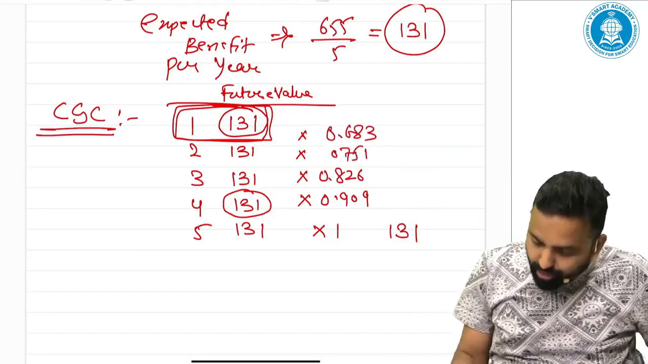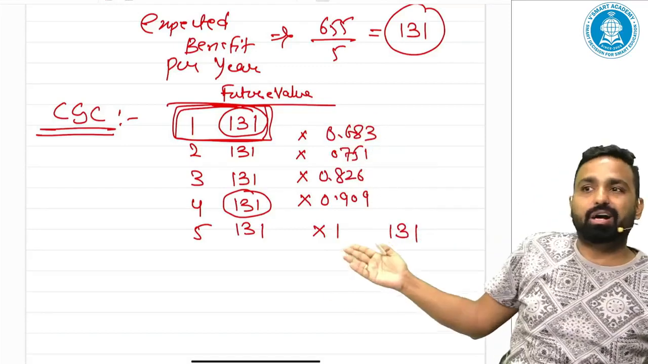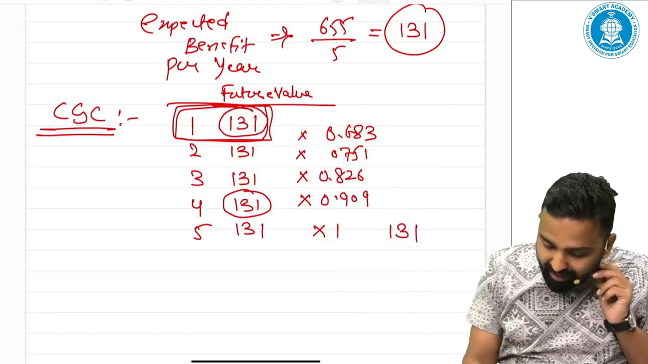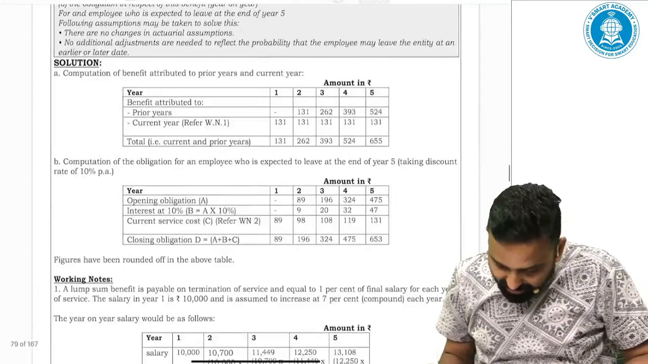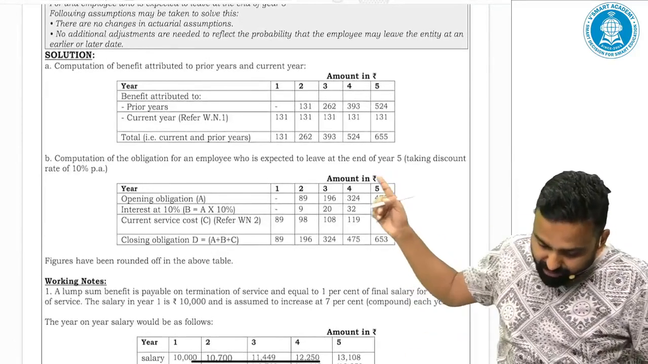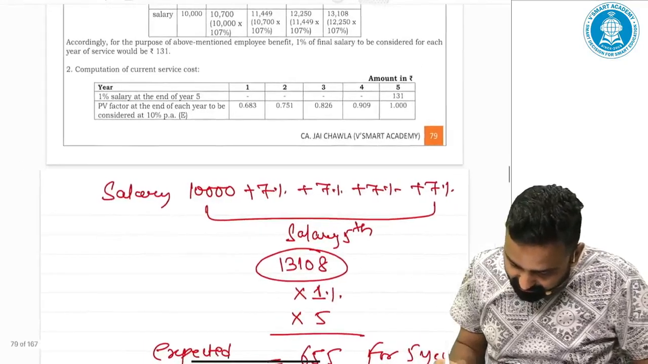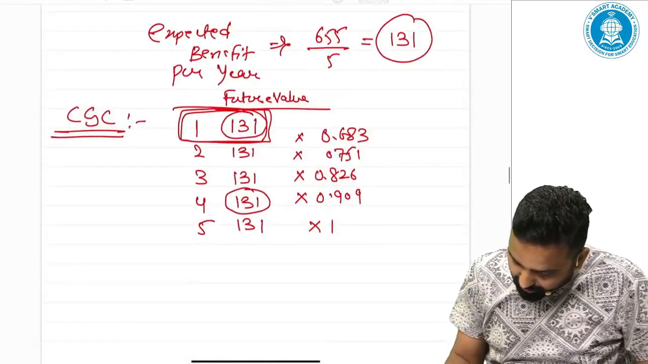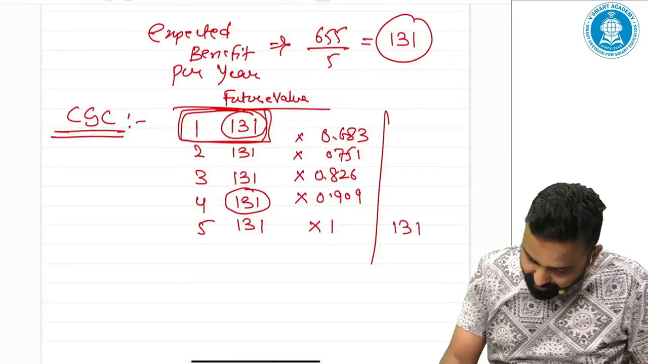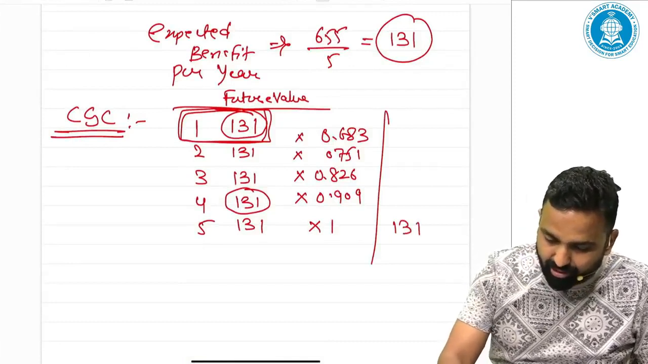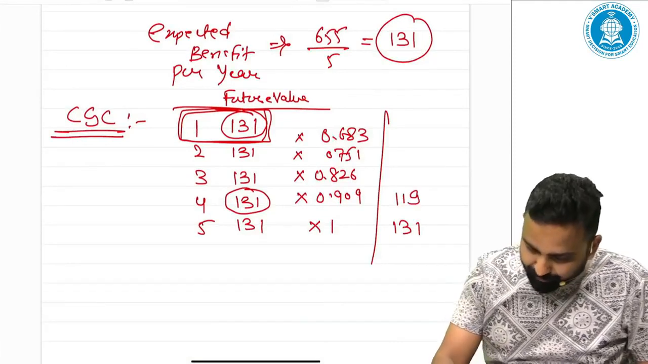0.826, 0.751, 0.683. So I have to make a reverse discounting, and in this way I'll get the current service cost. So this is the amount I got as current service cost. See this current service cost, how we got it: 131 into 0.909. So it becomes 119.